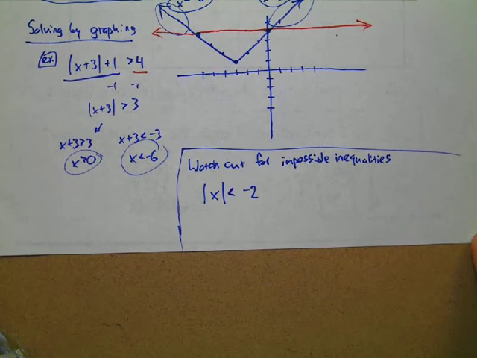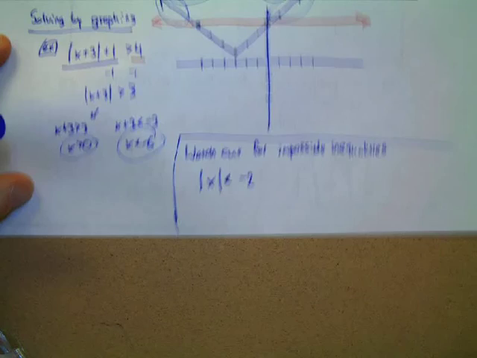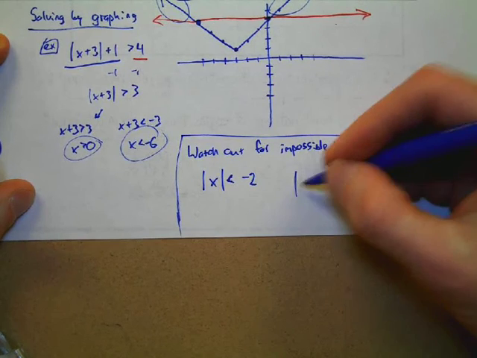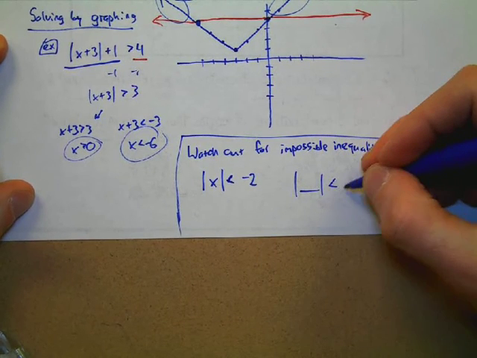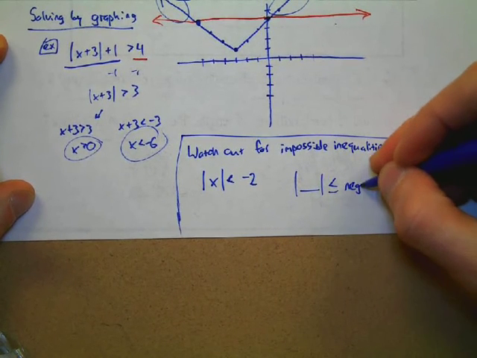This inequality is impossible. Why? Absolute values will never be negative, much less less than a negative number. So it's just not possible. Be on the lookout for that. Any time you have the absolute value of something less than, or less than or equal to, a negative number, you know that's not possible.